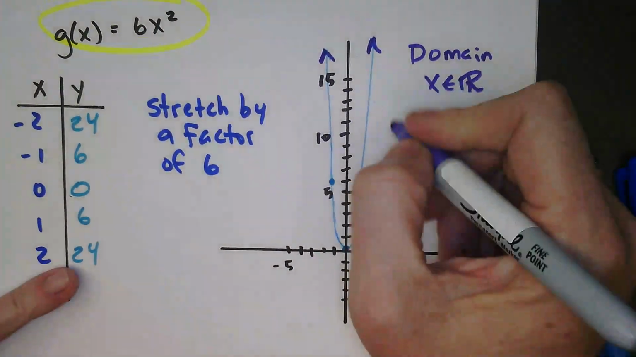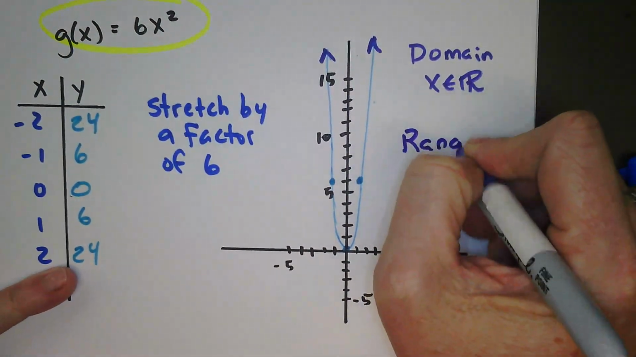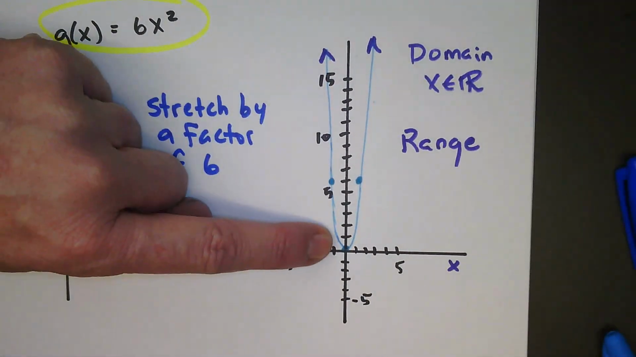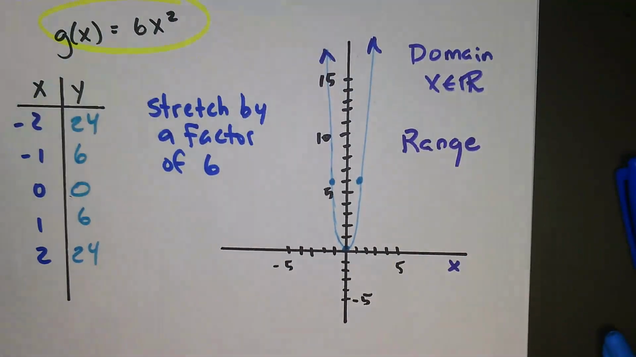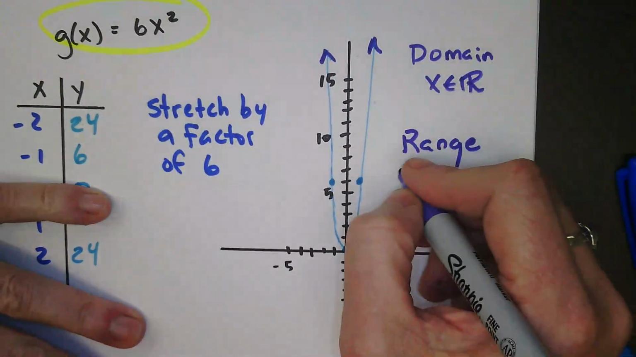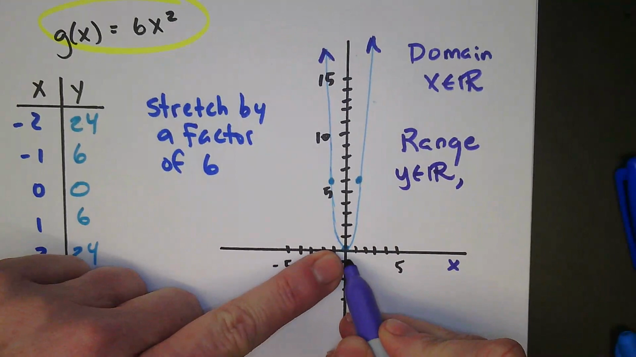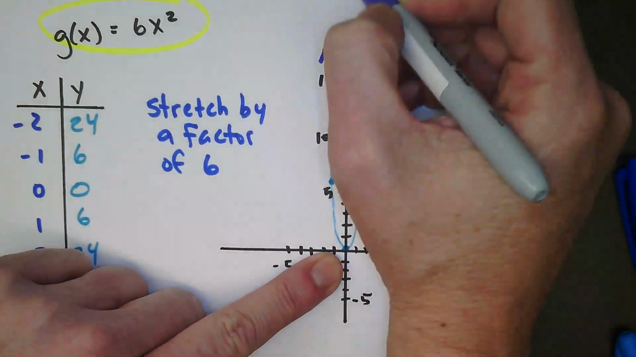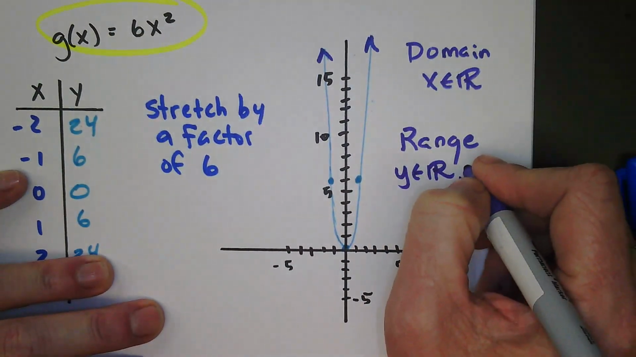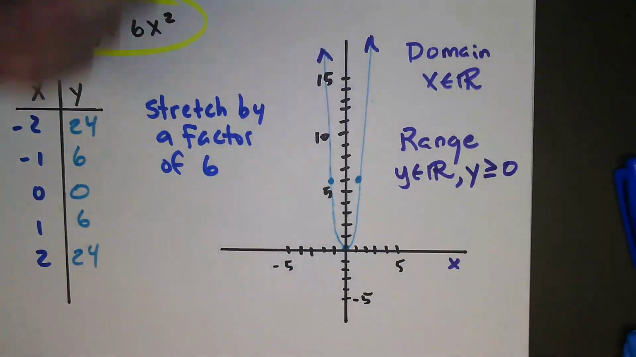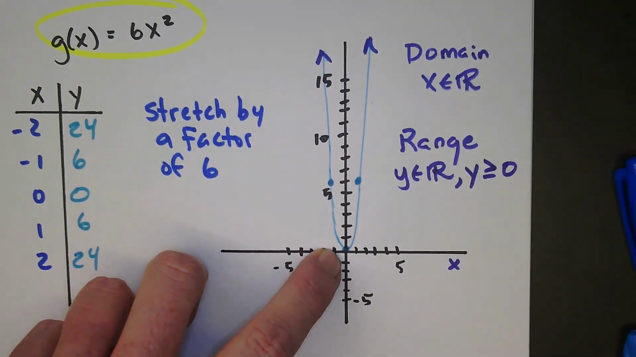It's hitting everything. My range, however, this parabola does not go forever up and down. It has a bottom. It only grows up. So my y values have a low value at 0, and then they're up from there. So it's just y is greater than or equal to 0. It's everything above 0, which hopefully we can clearly see from the picture.